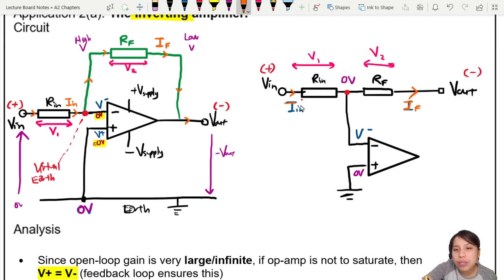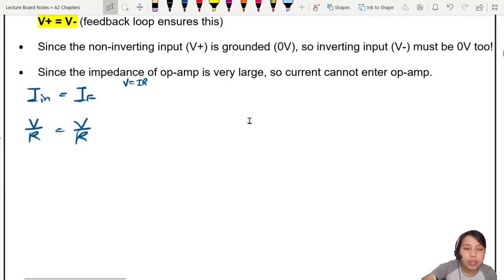Wow, what is this sudden change in color? So you want to find the potential V. That will be I times R. You want to find I, it is V divided by R. V over resistor, so V1 over R in. So let's write that down. So the current will be V1 over R in.